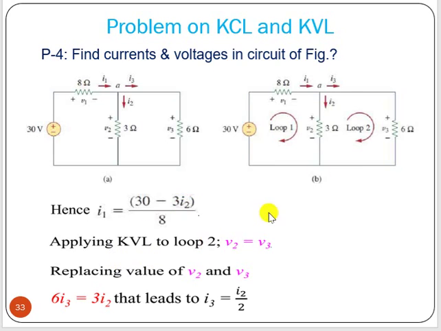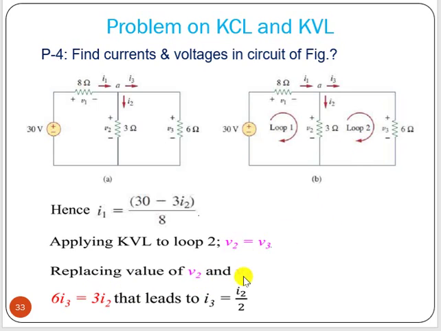Now we can write KVL at loop 2. What can we say here? V2 and V3 are parallel with each other, so V2 equals V3. So always you have to consider series connection or parallel connection, then apply KCL or KVL, Ohm's law. All these things you have to keep in your mind.